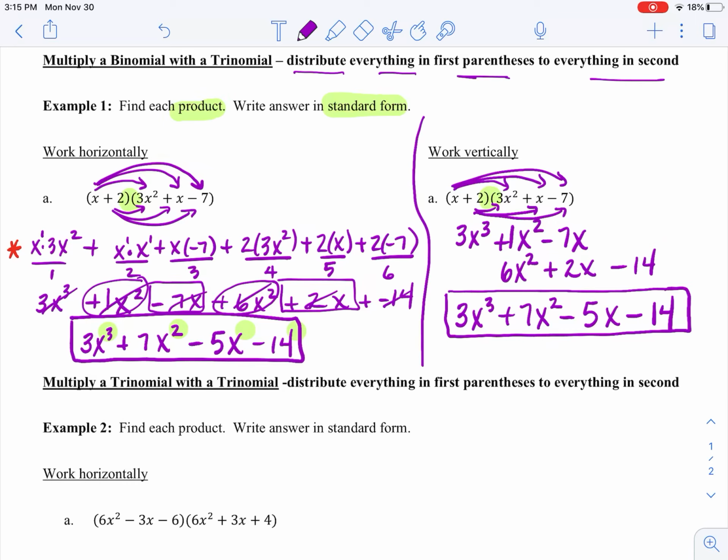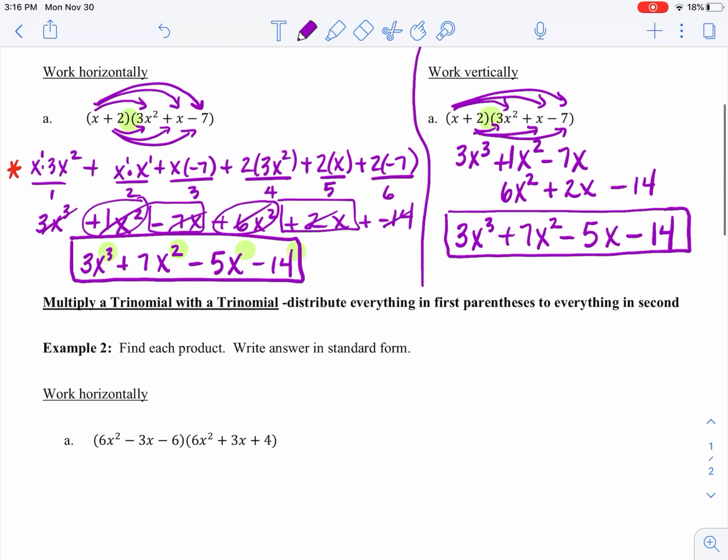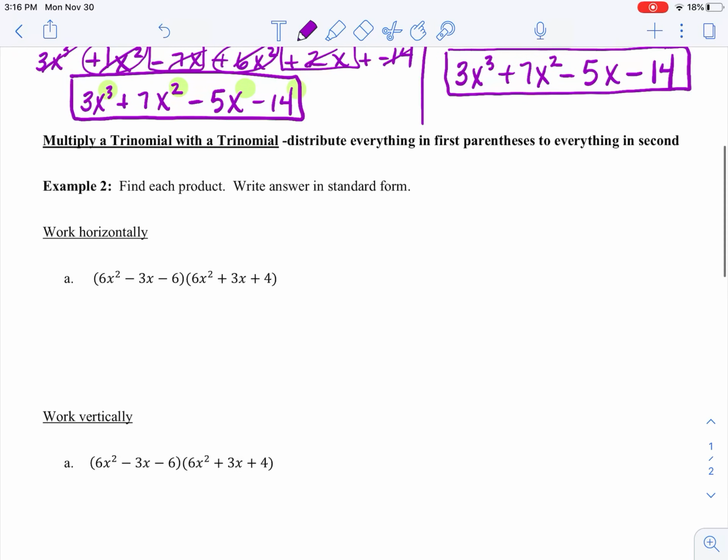It's your choice. However, when we move to the next problems, the trinomial times a trinomial, some of you might see how nice that vertical is, right? The vertical is going to actually take up a lot less space, and it's going to be really easy to spot those like terms. That's why I kind of like the vertical method. But we're going to do the trinomial times a trinomial both ways again, all right?